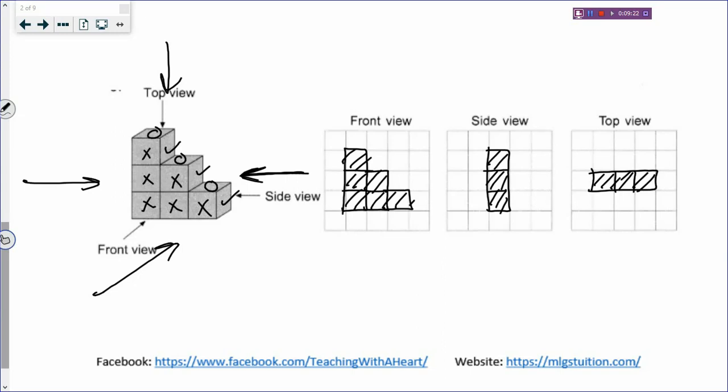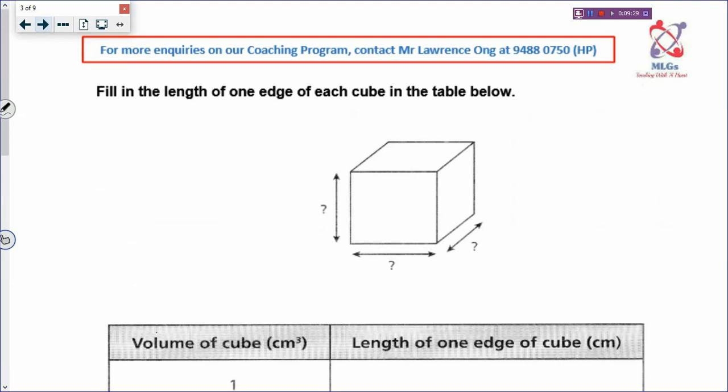So you can see that it's actually very easy to solve, to score marks for these kind of questions. Okay, let's go to the next one.